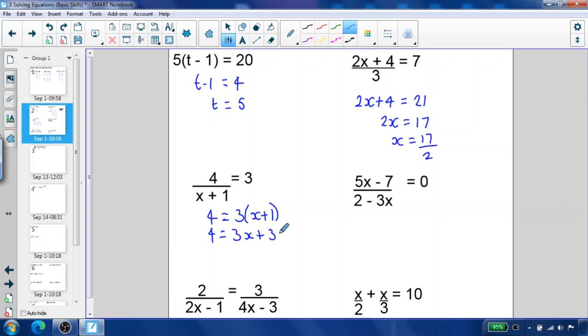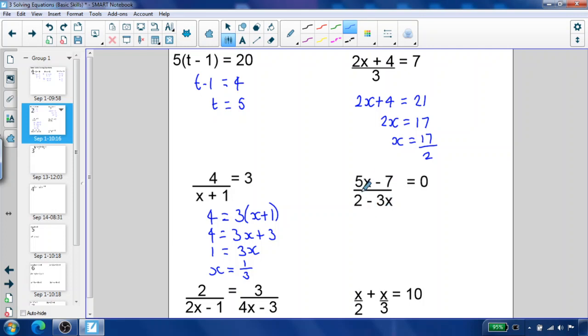And then I'm going to move the 3 over, so minus 3 from both sides. I'm going to have 1 is equal to 3x. And then I'm going to divide both sides by 3. So I'll start with the x on this side. x is equal to 1 over 3, which is a third.